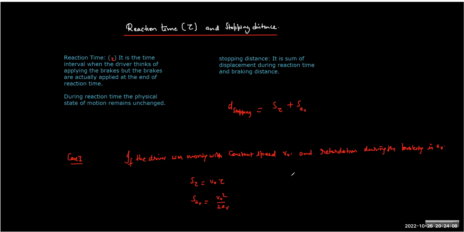So the stopping distance we can write as V naught tau plus ... I hope this is clear to you guys. If not, let me know. Is this clear? Yes, sir. Okay.